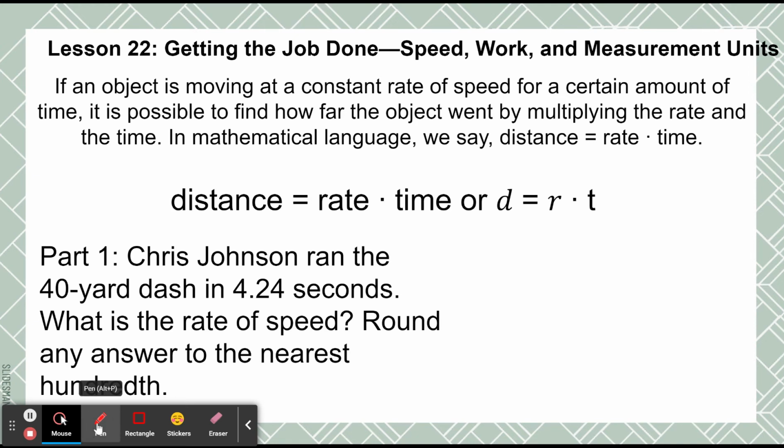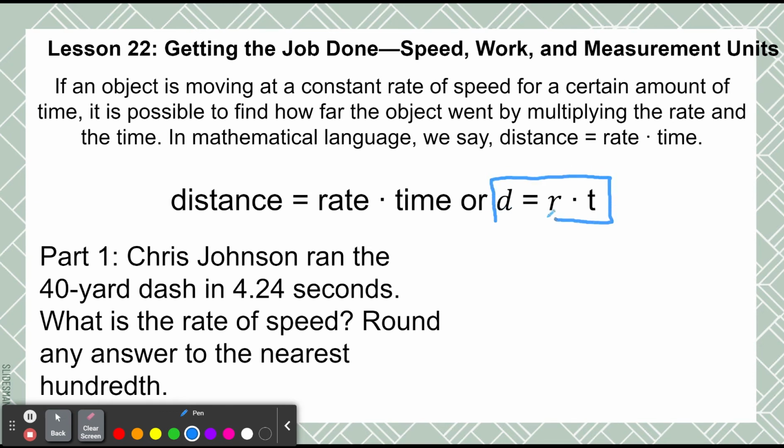On your paper, where it says, "What is the formula?" I want you to copy the formula D equals R times T, which means distance equals rate times the time. If you need to pause, please do so.